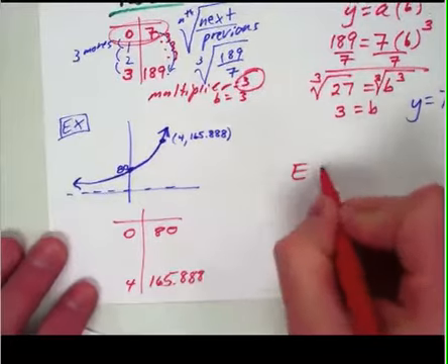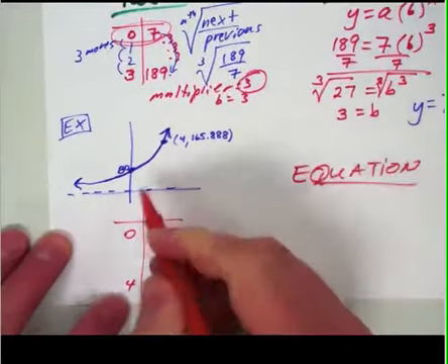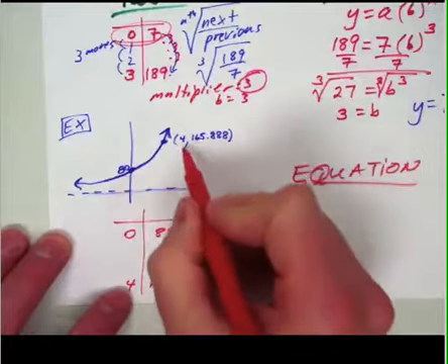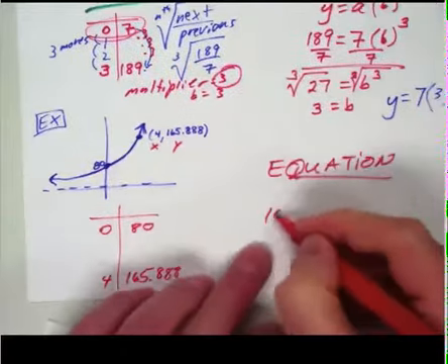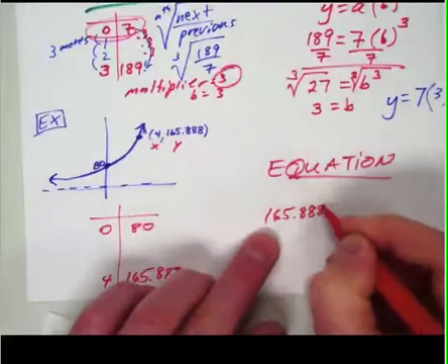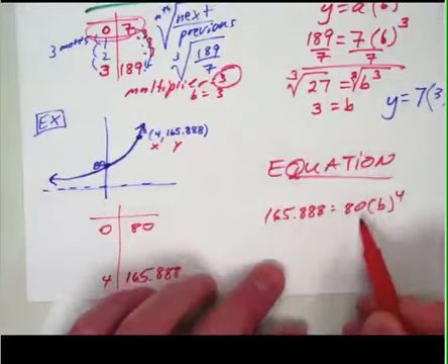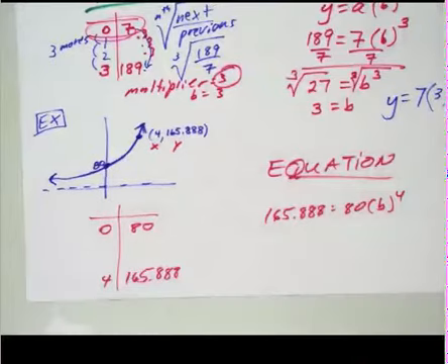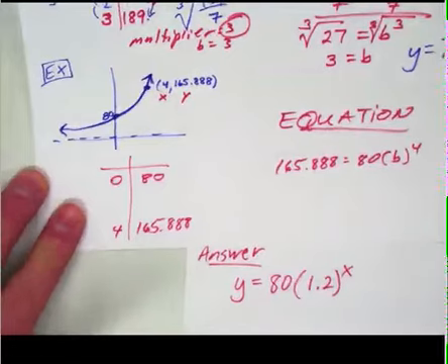Or you could do the equation method. The equation method for this, given the graph, is you just plug it in. Here's your a value. Again, a working point. Oh, that's an x and a y in disguise. So then I take 165.888 equals what it starts at, 80, times b to the fourth power, divide by 80, take the fourth root. And in both cases, you're going to end up getting this answer, which is that y equals 80 times 1.2 to the x.